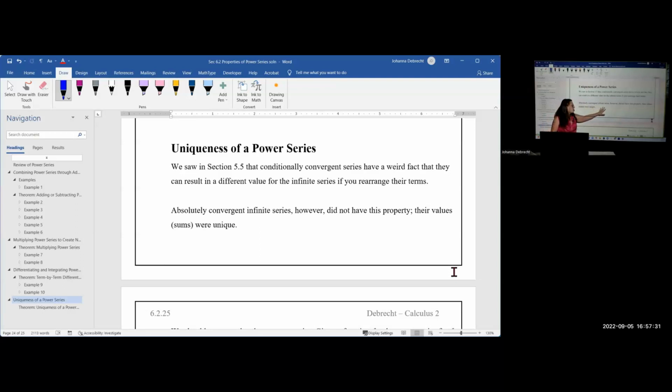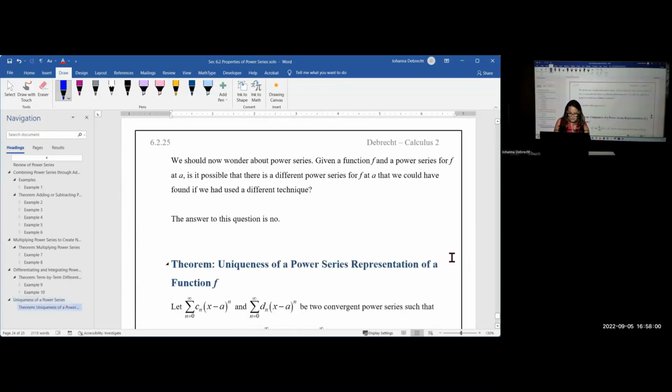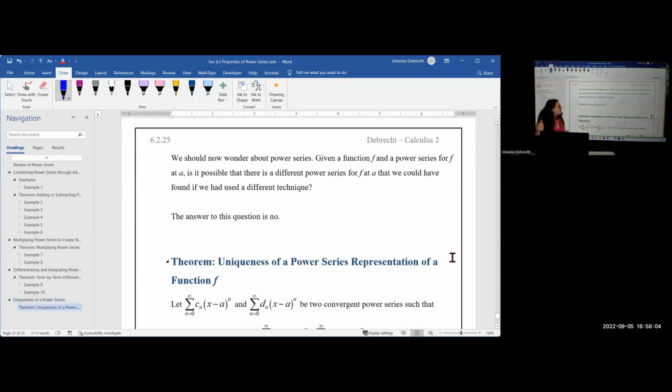Absolutely convergent infinite series, however, did not have that problem. If it was absolutely convergent, meaning if you took the absolute value of it and it converged, then it also converged conditionally. And in that case, whatever it converged to was unique. Any rearrangement of the terms would give the same convergent value for the series. So we have to ask ourselves, does integrating or differentiating term by term give us, is it possible that by doing it in a slightly different way, a different technique, I could have gotten a different power series for f? I mean, again, we could take some of these alternating series, rearrange the terms, and get it to converge to a different number if it's conditionally convergent. So who's to say that couldn't happen here? But the answer to the question is no, that cannot happen.